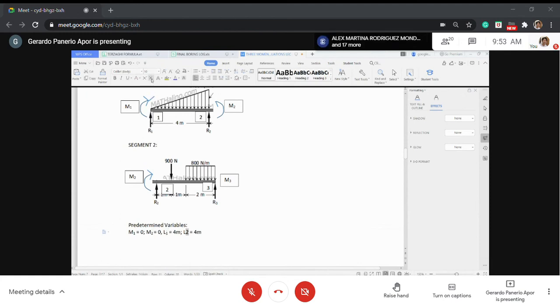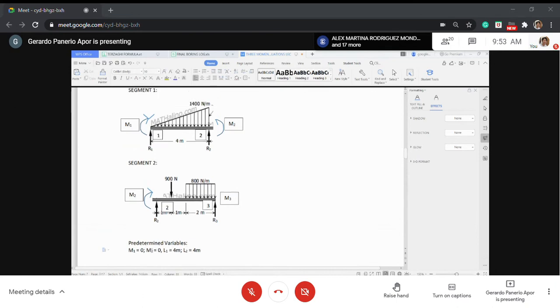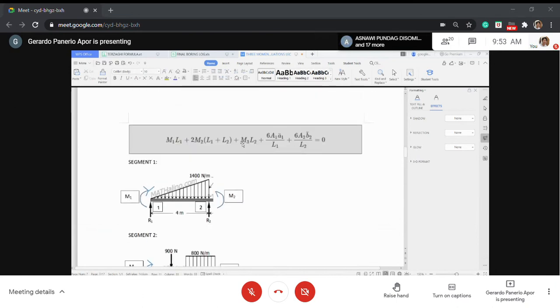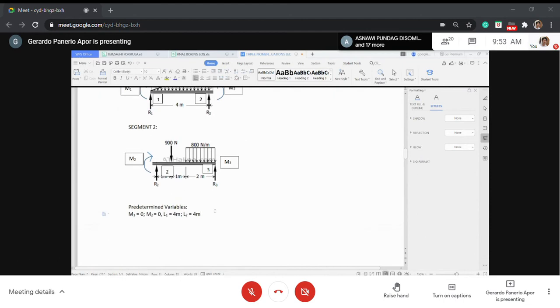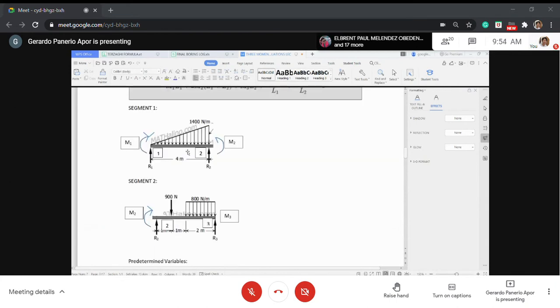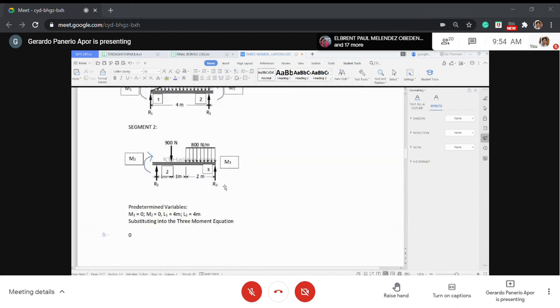Subscript. Okay. So if we use this in our equation, then substituting into the three moment equation, I think it's only one. We have the first, we have M1. We have 0 times 4 plus, what's this?